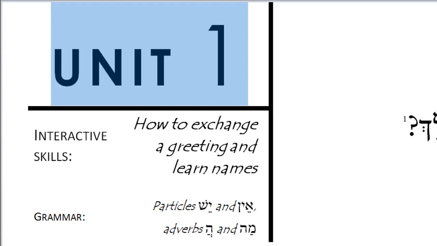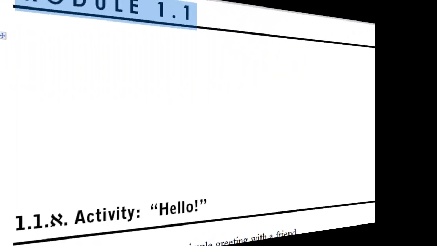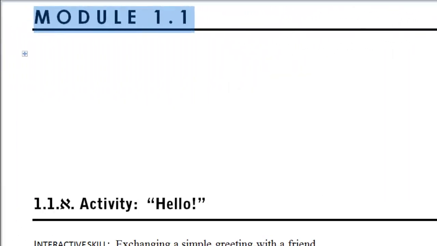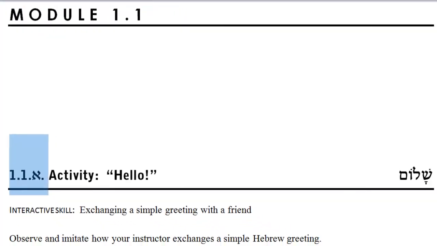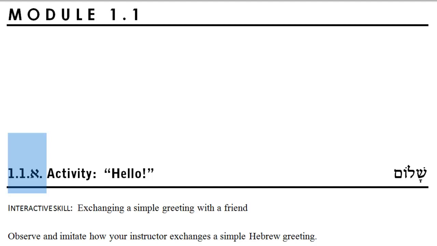As you may have noticed, the textbook is divided into units. Units, in turn, are divided into modules. There are 3 modules in Unit 1, modules 1.1, 1.2, and 1.3. For their part, modules are divided into segments. Segments are designated by successive Hebrew letters. The first segment is numbered 1.1. Alef. The second segment will be numbered 1.1. Beit. Let's begin then with Module 1.